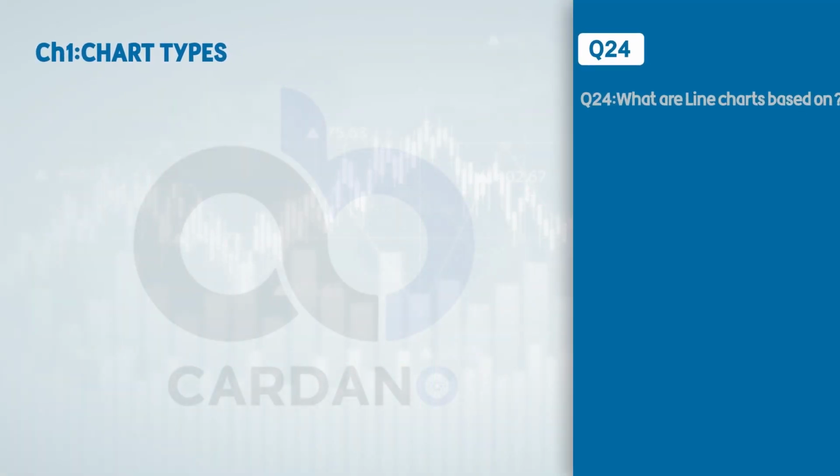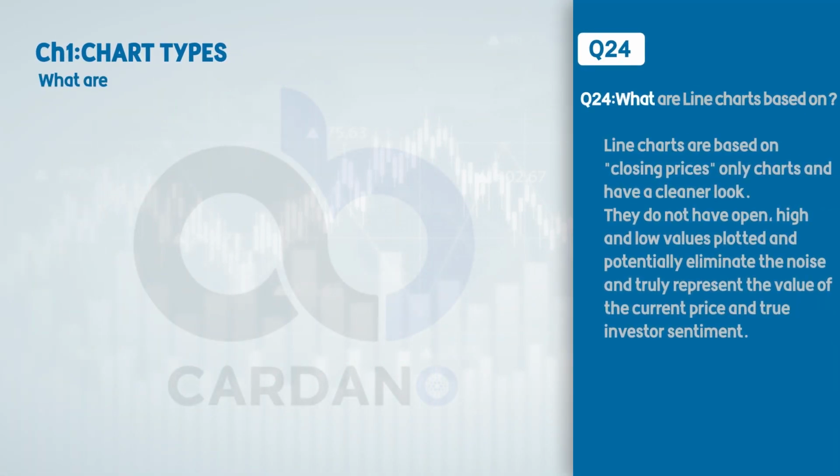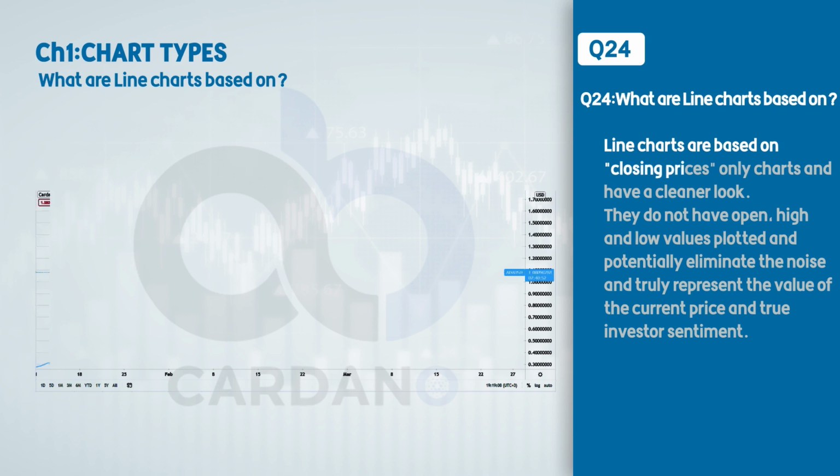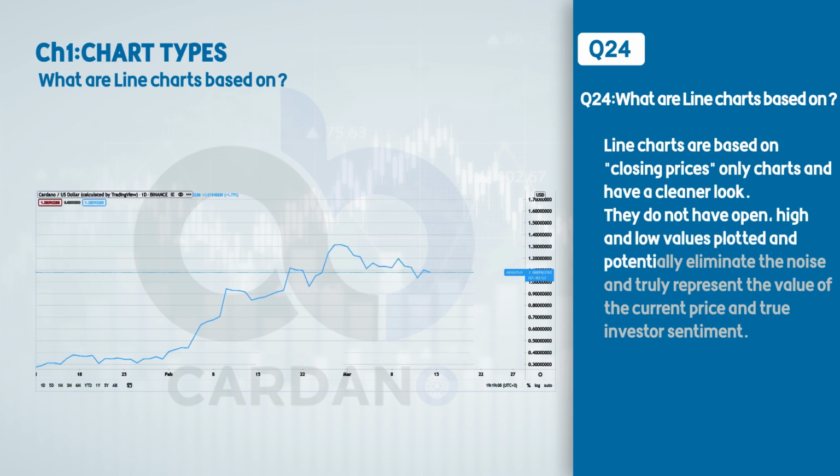Now we go to question number 24. What are line charts based on? The answer is, line charts are based on closing prices only and have a cleaner look. They do not have open, high and low values plotted and potentially eliminate the noise and truly represent the value of the current price and true investor sentiment.